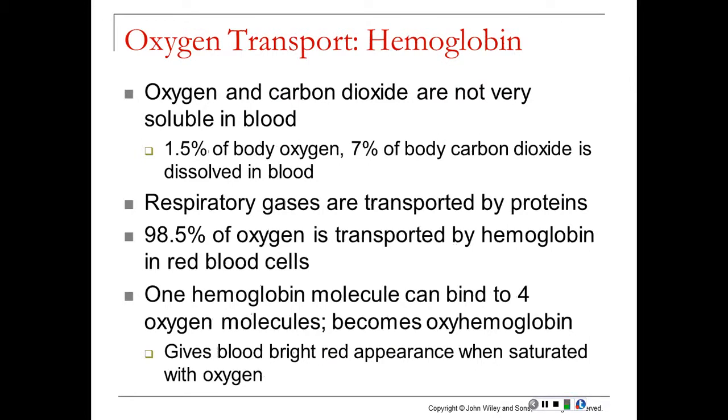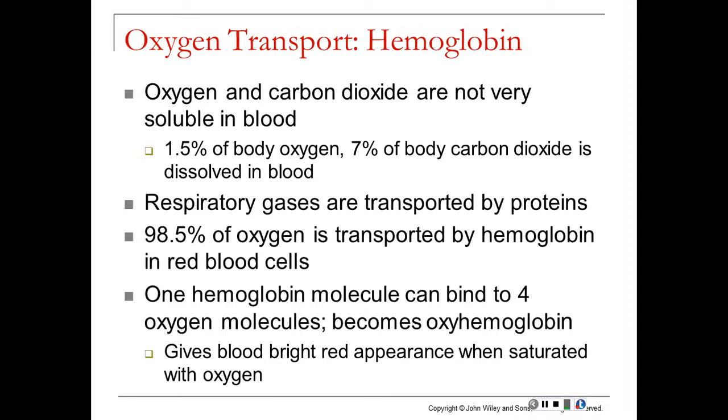Oxygen and carbon dioxide are actually not very soluble in blood. Only 1.5% of body oxygen and 7% of carbon dioxide is dissolved in the blood. So that means the rest of it is transported by protein. Very little of the oxygen and carbon dioxide moving in our blood is actually dissolved. There are usually transport proteins carrying those molecules.